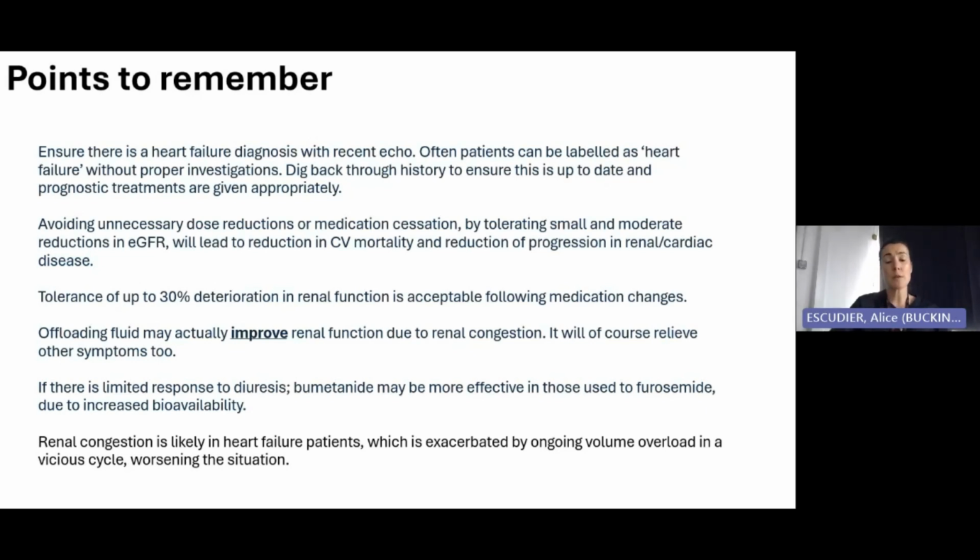If there is a limited response to diuresis, it might be that we are having some resistance, and we can consider an alternative of furosemide changing to bumetanide or vice versa. But we do know that bumetanide has this increased bioavailability, which might be more effective. And as we said, renal congestion is very likely in heart failure patients, especially when they're overloaded. So the ongoing volume overload, if we don't give those diuretics at the right dose, is going to worsen the situation.